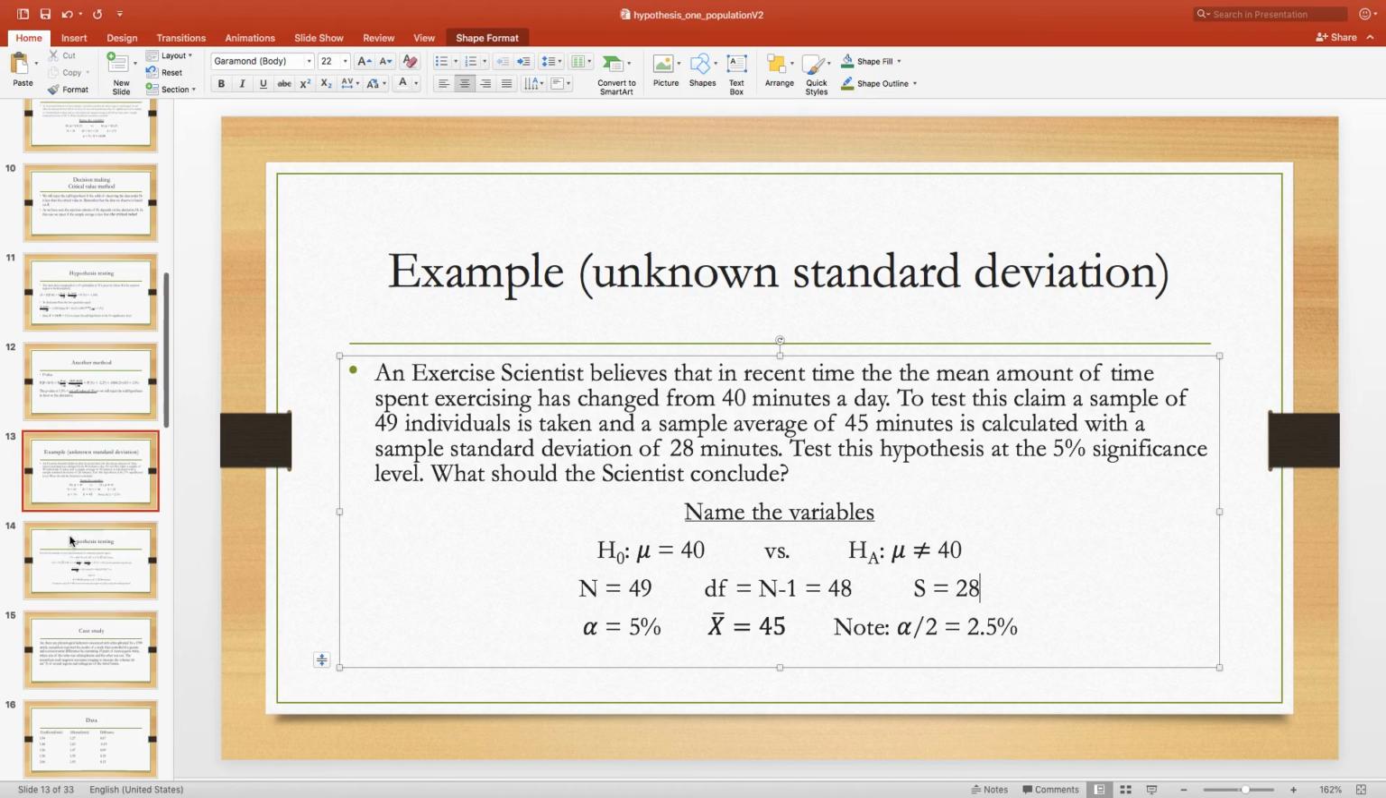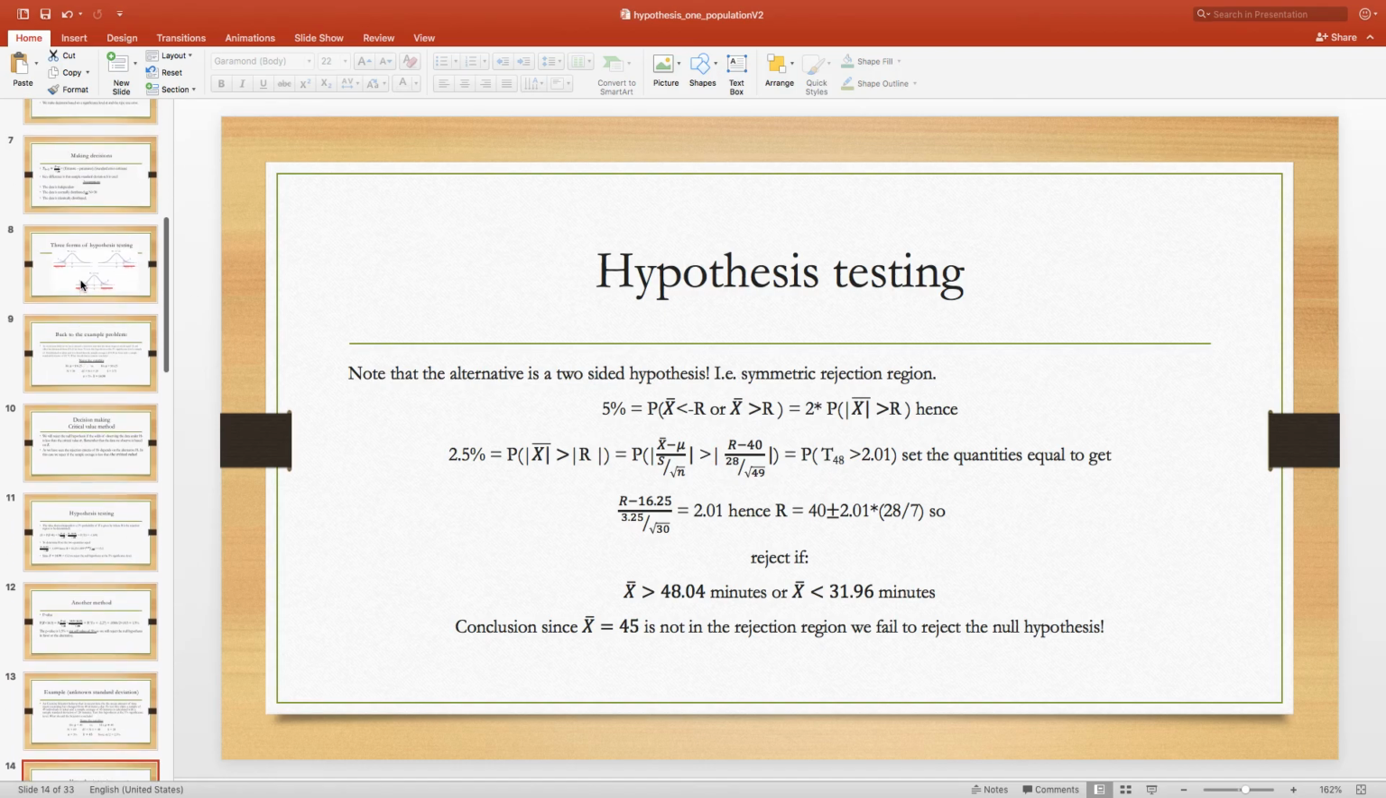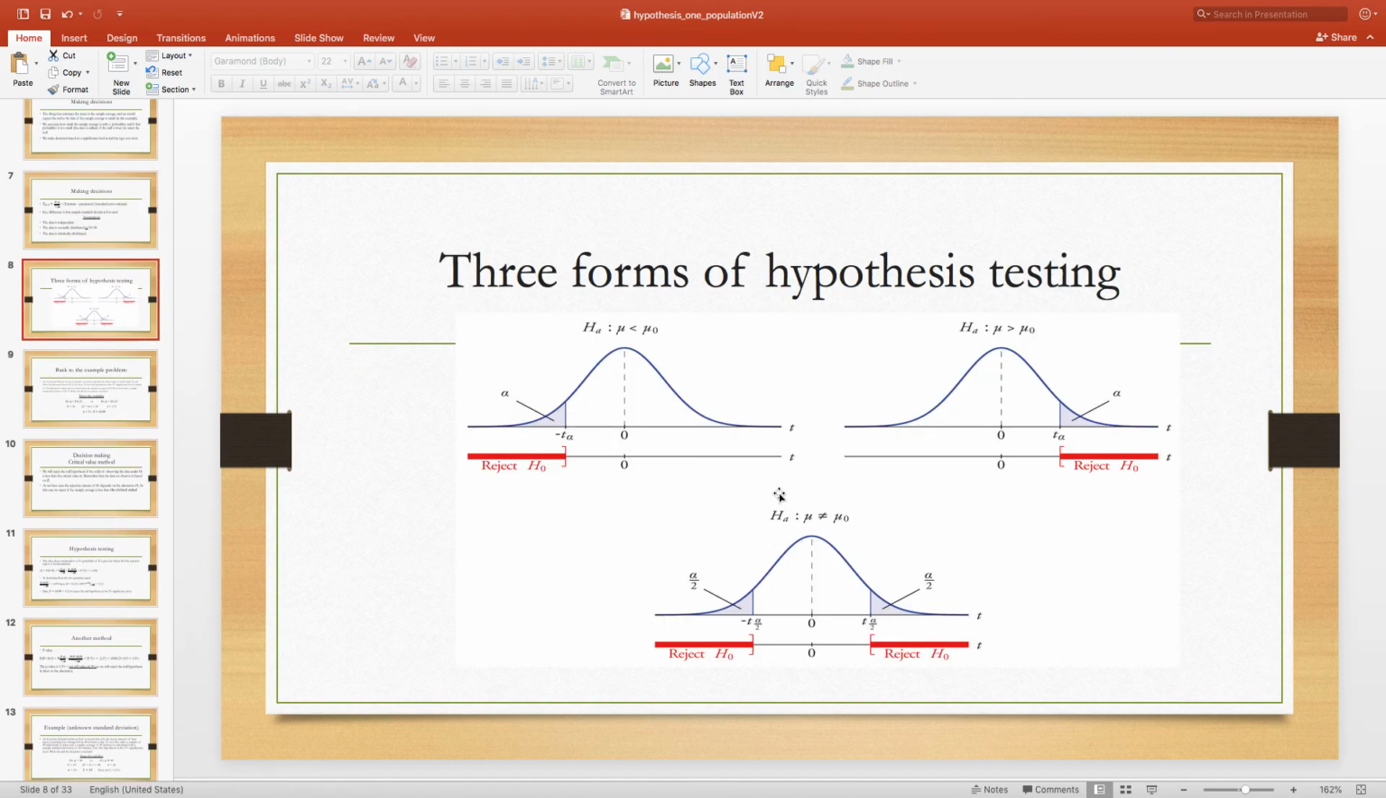Okay. So let's go ahead with this hypothesis test. We've identified all the given information. First thing is just to write down your null and your alternative hypothesis, and then every piece of information that's given to you. Okay. So we're going to use the two-sided hypothesis, and there's a symmetric rejection region. Okay, and that's because we're in this scenario now. The alternative is that the mean is not equal to mu 0.